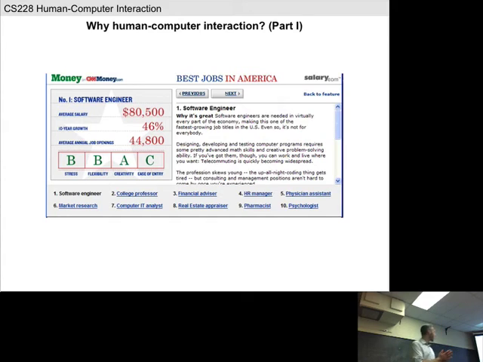Okay, so let's talk about the why first rather than the how of HCI. So why bother taking this class instead of all the other great CS classes that we have on offer? One reason is there's a lot of money to be made. Let's start with the most practical and obvious one.